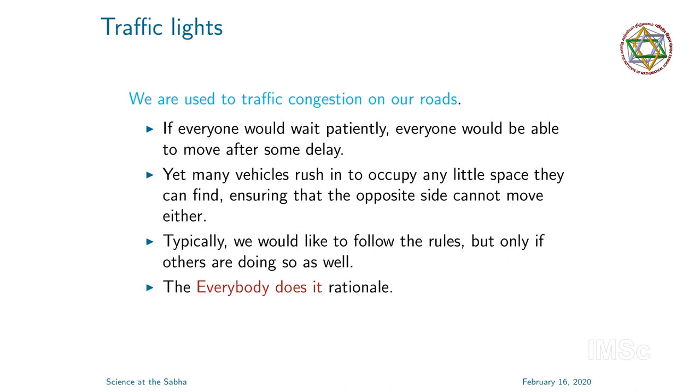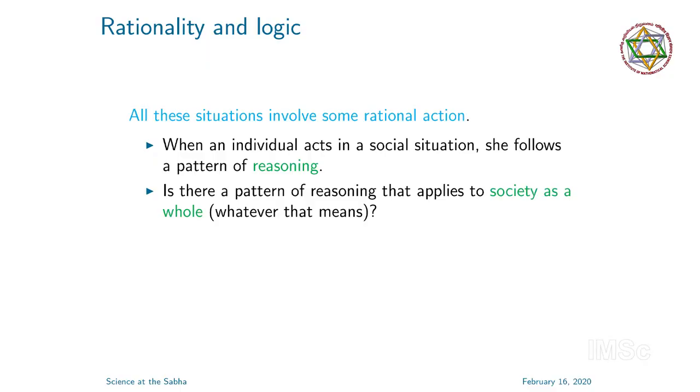Now, all these situations involve some rational action, rational in the sense of something that we can justify. When an individual acts in some social situation, she's following some pattern of reasoning. What is that reasoning? That's something that's interesting to me. Is there a pattern of reasoning that applies to society as a whole? Whatever that means, I don't even know how to define it, but is there something like social reasoning? From individual reasoning, is there some way we can talk about collective or social reasoning?